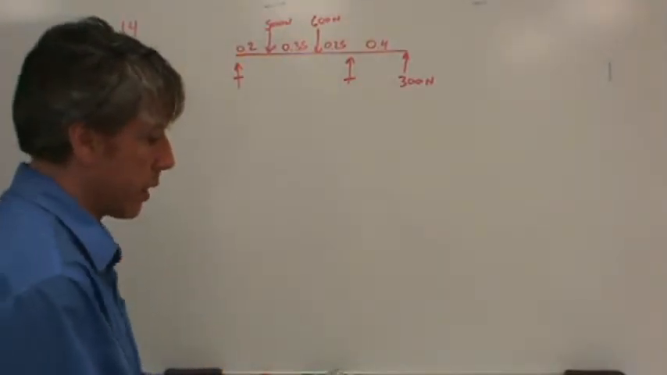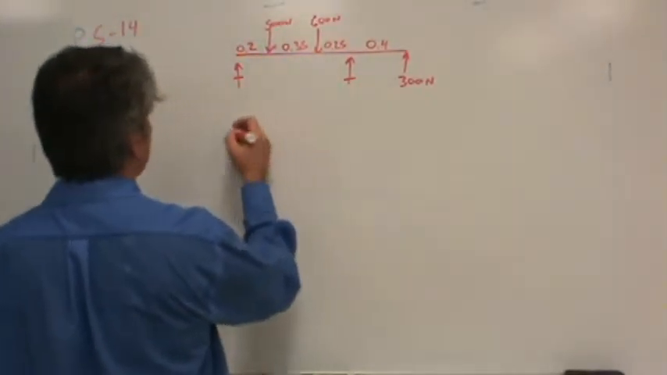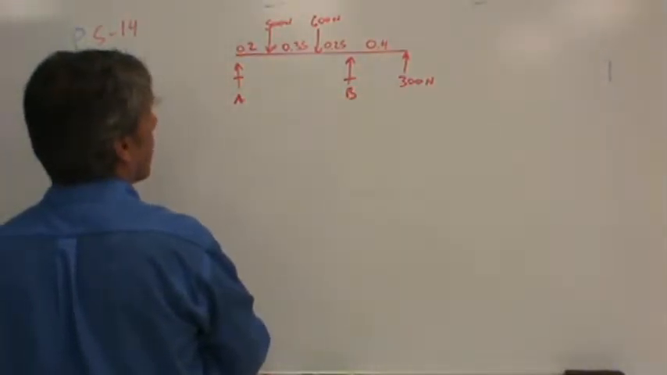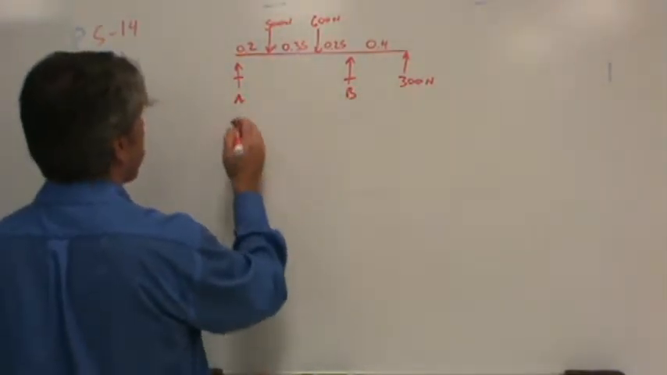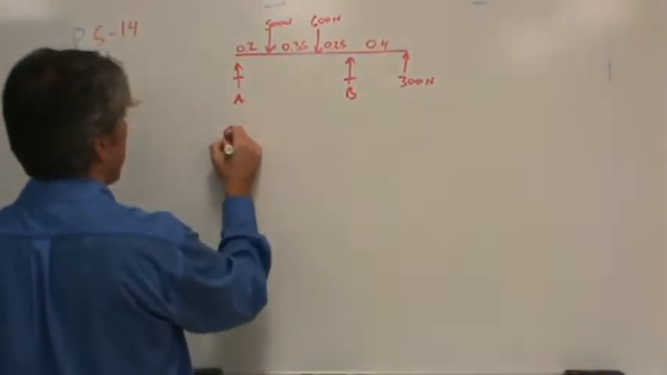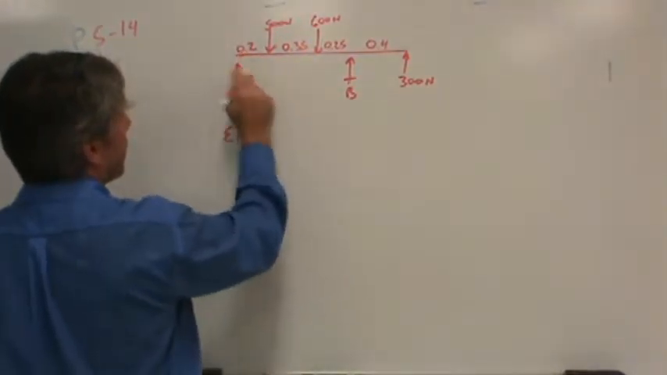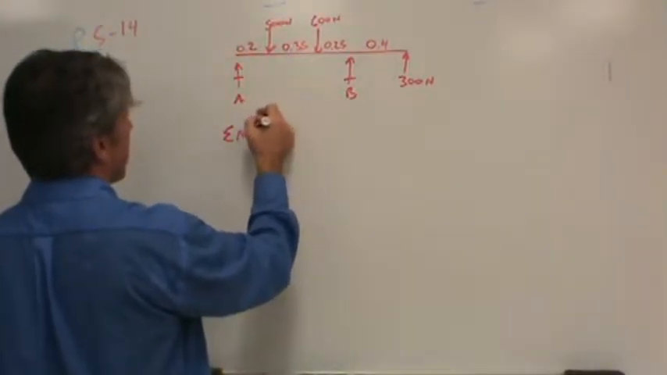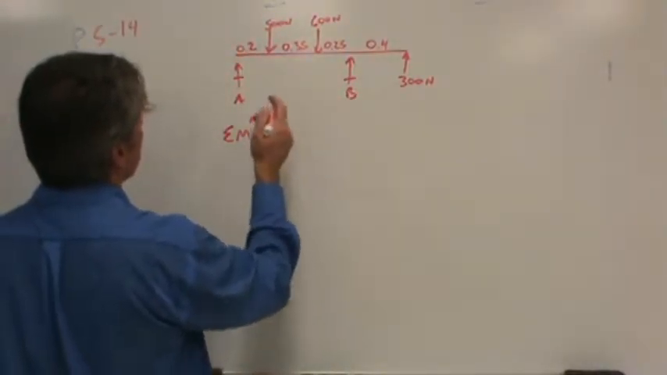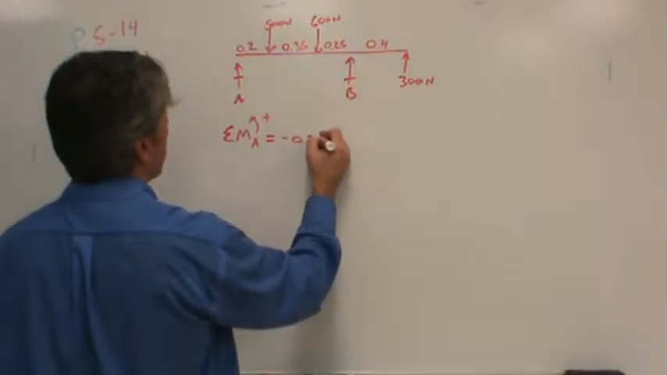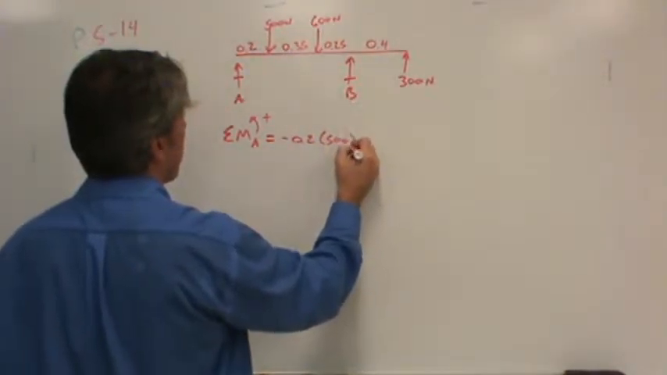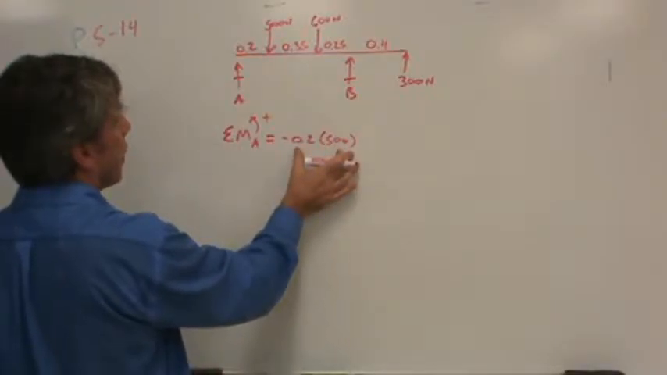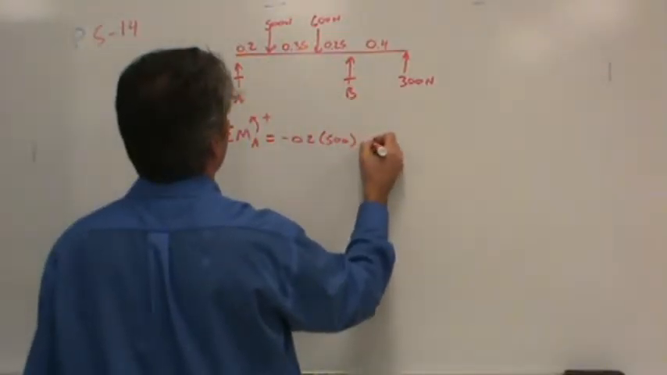We may actually need our calculators this time. Let's call this A, call this B, and we can work down here and then erase, I guess. So if we sum moments about A so we can get the reaction at B, we'll take counterclockwise as positive as usual. So we have negative 0.2 times 500. Notice this would be just meters times newtons, so it's newton meters of torque. And it's a negative moment.